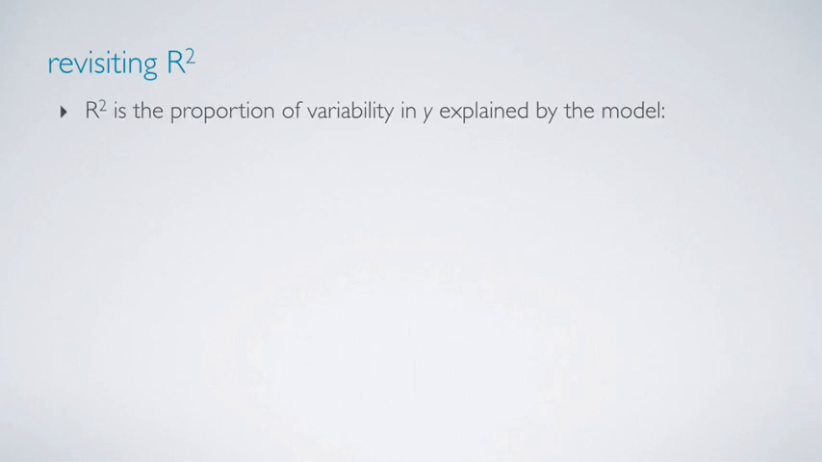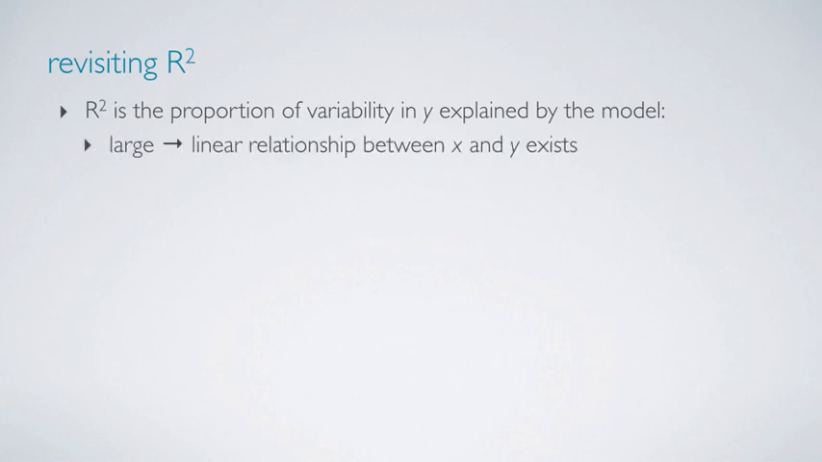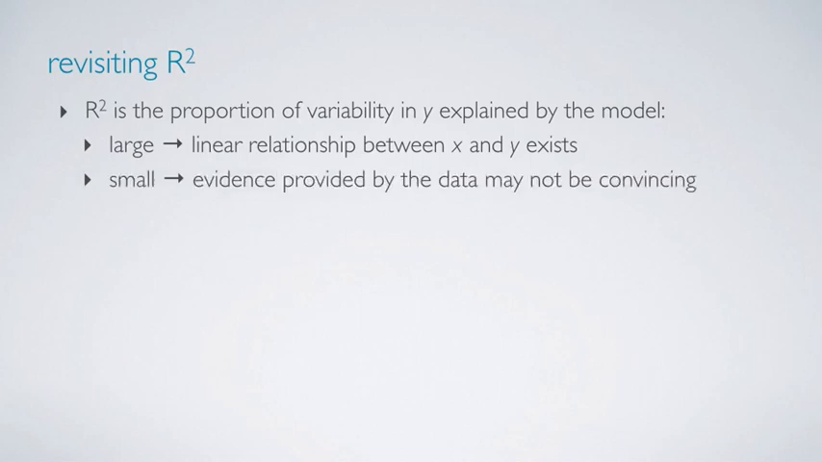Now that we've been talking about the variability in the response variable and partitioning this variability into explained and unexplained variability, let's revisit this notion of r squared one more time. Remember that r squared is the proportion of variability in y explained by the model. If this value is large, we then say that there's likely a linear relationship between x and y. If the value, on the other hand, is small, we say that the evidence provided by the data may not be very convincing. There are actually two ways to calculate r-squared.